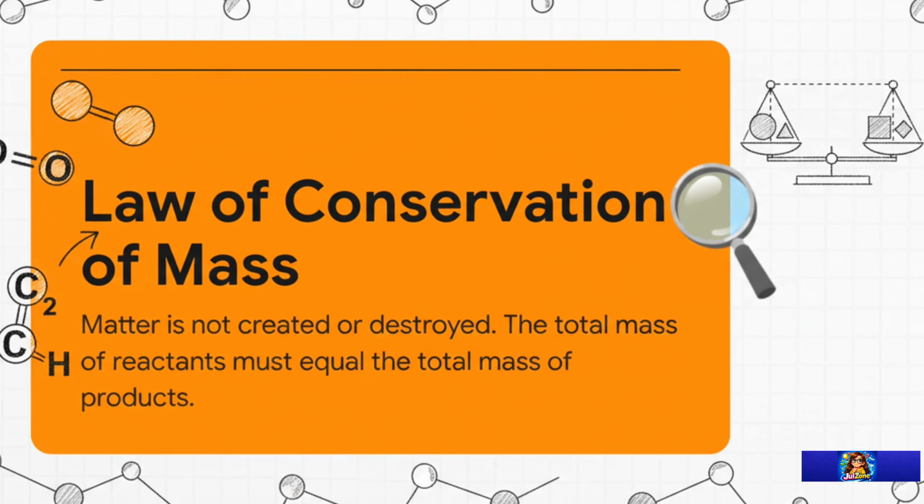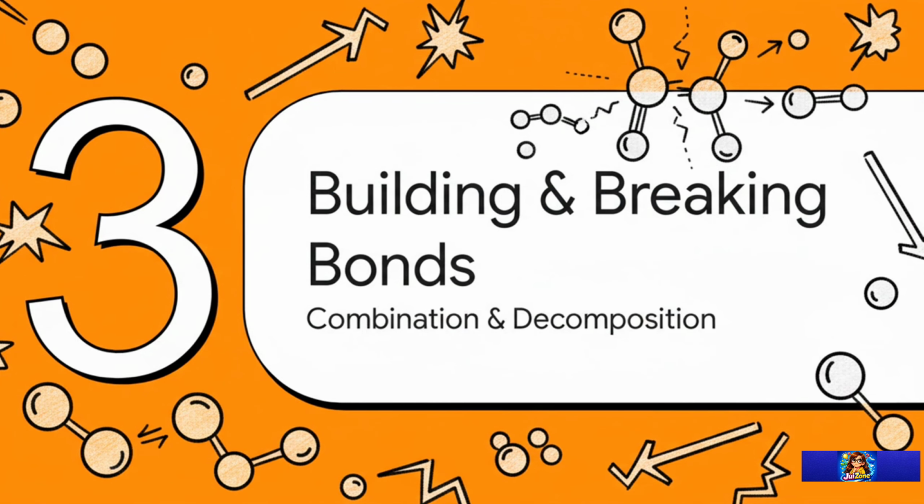And the reason we do all this, the reason we're so obsessed with balancing, comes down to this fundamental law of the universe, the law of conservation of mass. It just means that matter can't be created or destroyed. So in a chemical reaction, atoms are never lost or gained. They're just rearranged. That's why the number of each type of atom has to be exactly the same on both sides of that arrow.